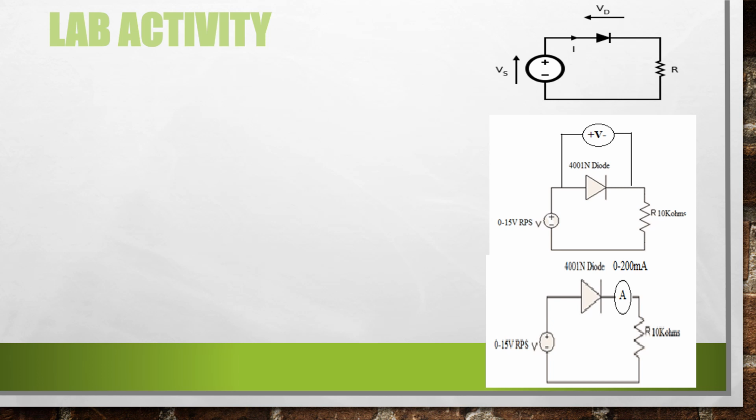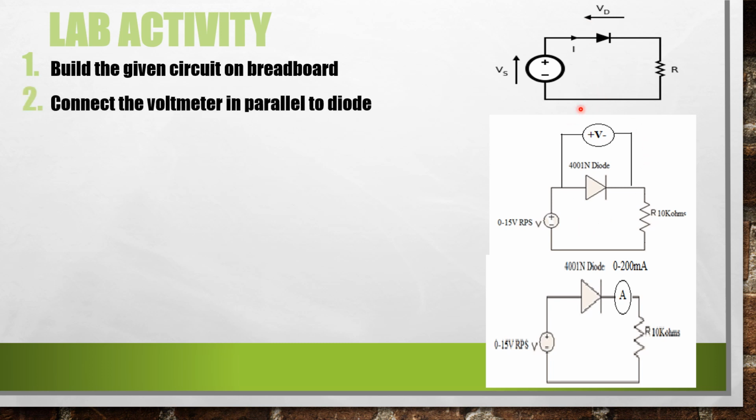Now here is your lab activity. First you have to build this circuit on a breadboard. As you can see, this is a forward biased connection because here positive terminal of this battery is connected to the positive terminal of this diode. After that, connect the voltmeter in parallel to this diode. Then connect the ammeter in series with diode. You can also use two multimeters, one for measuring current through diode and second for measuring voltage across diode.